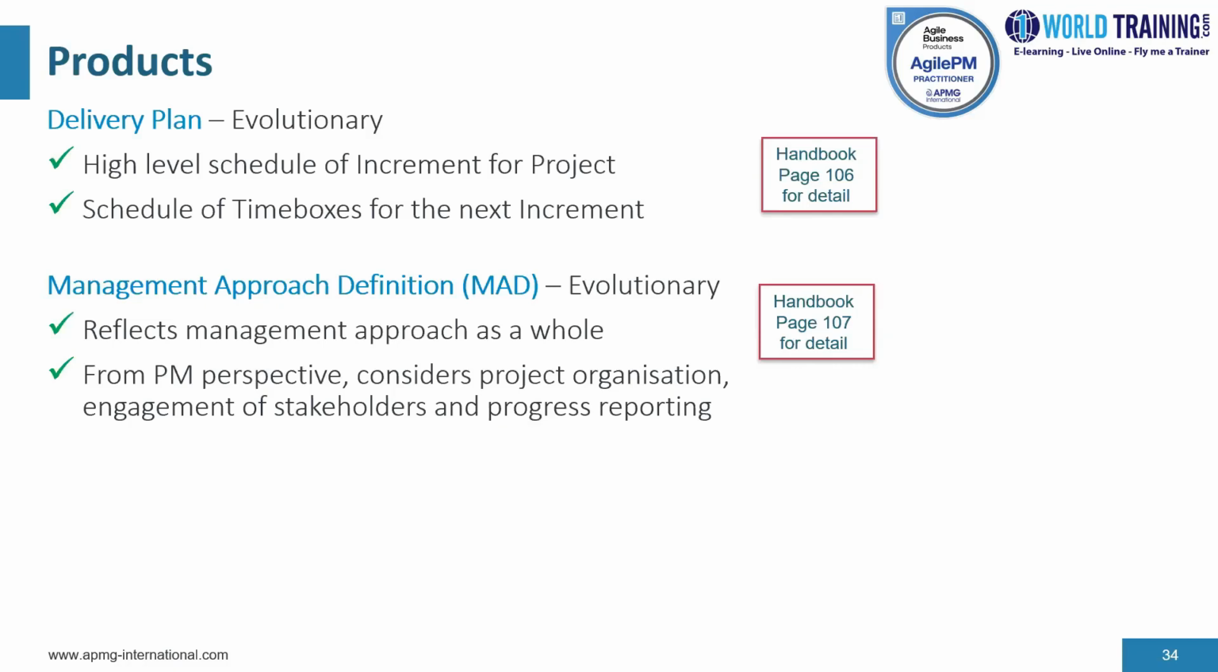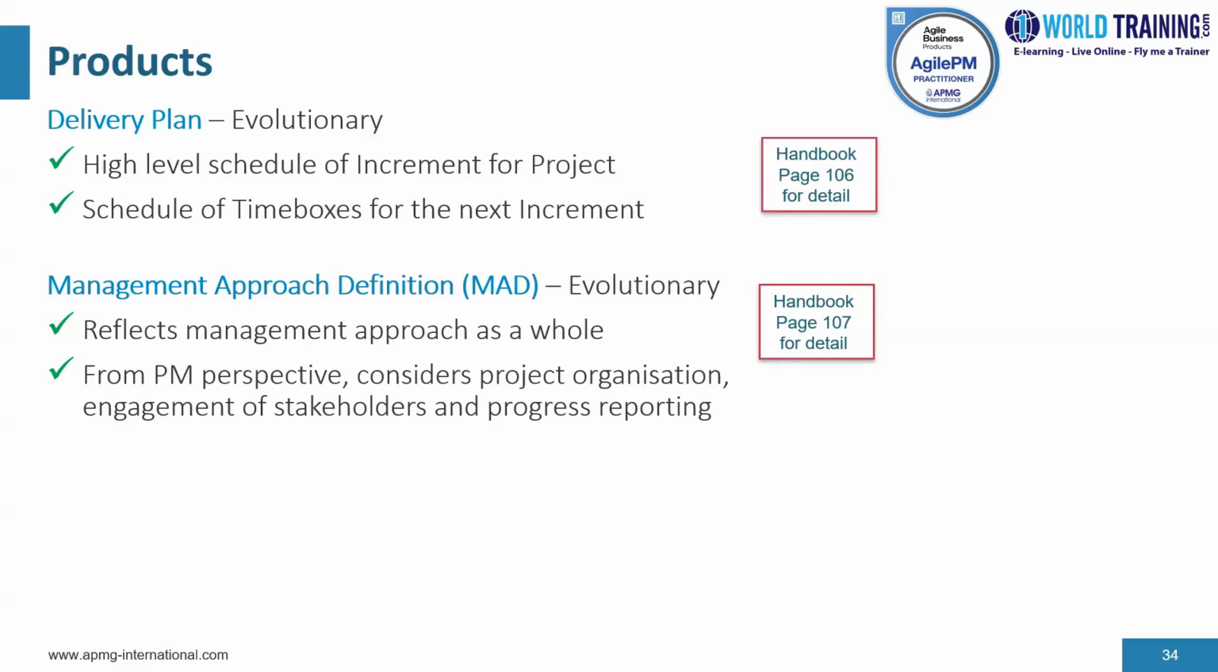The next document that we have is the management approach definition. Now, this is again an evolutionary product. It reflects the approach to the management of the project as a whole and considers from a management perspective how the project will be organized and planned, how stakeholders will be engaged in the project, how progress will be demonstrated, and if necessary, reported. The product is baselined at the end of the foundations and will only evolve beyond that when circumstances change or if review of the approach identifies areas of improvement.